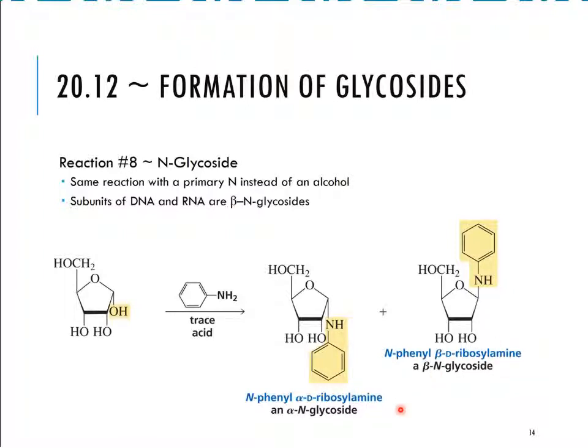When we have an N-glycoside, the beta version is the part that's in DNA and RNA. So our ribose in its ring form with that nitrogen attached to carbon number 1. Oh, and then the name change for this one. We take off the E from the ribose, and it changes to yl amine, so ribosylamine.